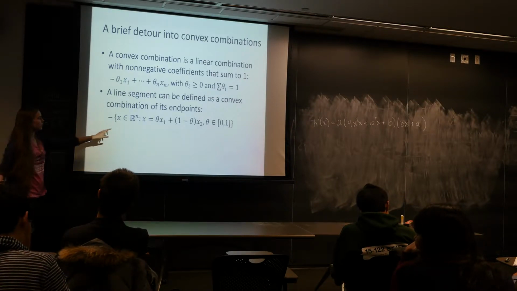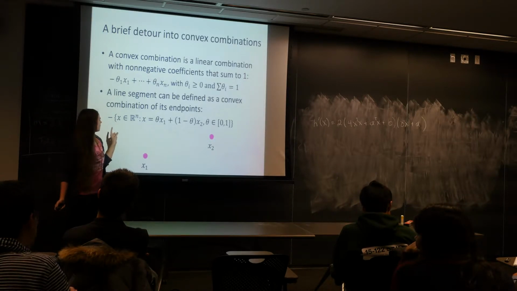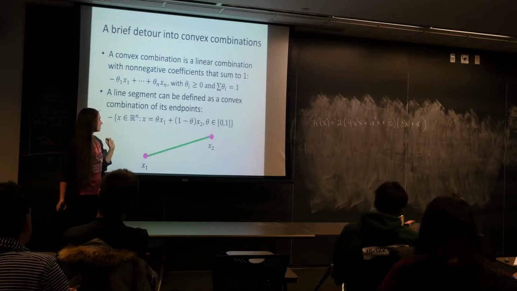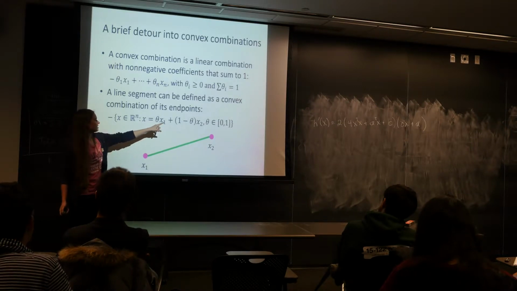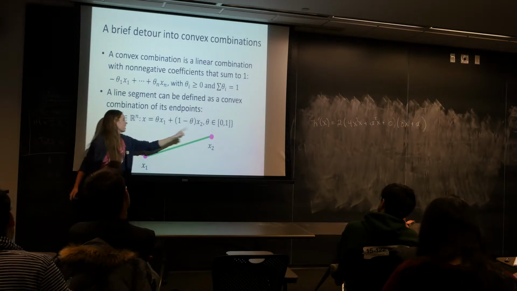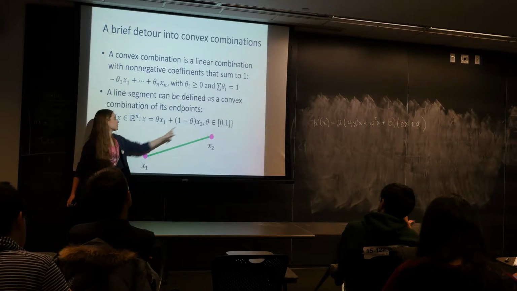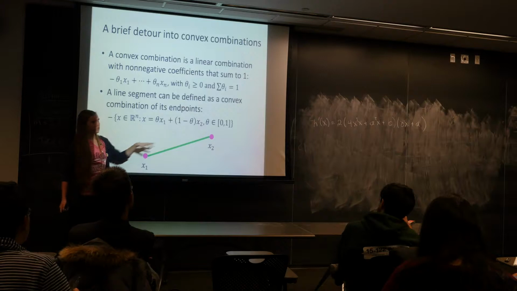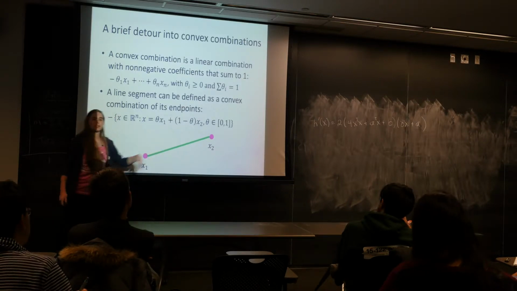Here the endpoints are x1 and x2, and if you let theta vary anywhere between 0 and 1, you get this line connecting x1 and x2. When theta is 0, this term gets knocked out, and it just becomes x2. At the other extreme, when theta is 1, this expression reduces to just x1. As theta varies, you get all the different points along the line. If theta is 1/2, you get the midpoint of the line, and so on.